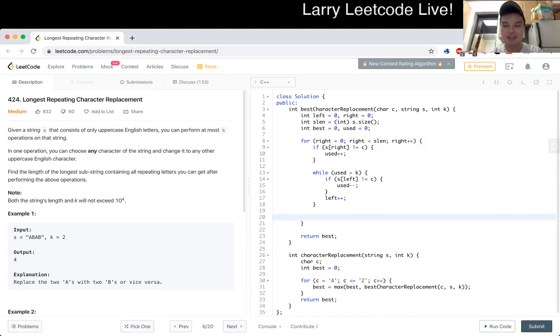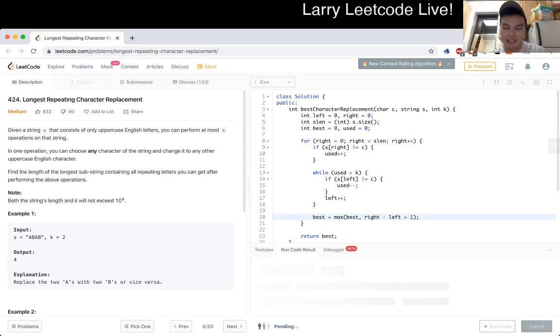But now after processing one character, you have to figure out the size of your window. And for that, it is just the current best is equal to right minus left plus 1, and that's it. The thing that's always a little tricky for me with these things, and I might even get this wrong to be honest, is that it's off by 1.